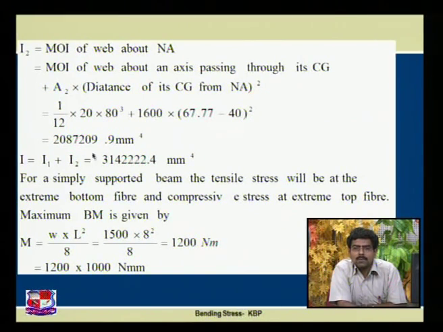So if we do the summation, I is equal to I1 plus I2, we get a value of 314.22.4 mm raised to 4. This is the value of I for the given T section. So for a simply supported beam, the tensile stress will be at the extreme bottom fiber and the compressive stress at the extreme top fiber. So tensile stress at the bottom, compressive stress at the top.